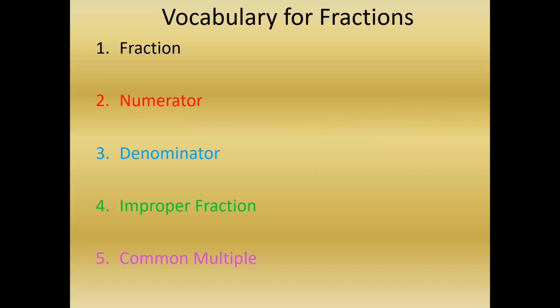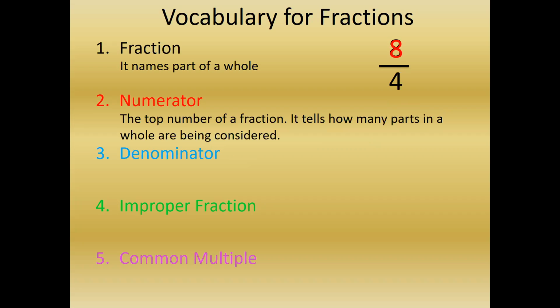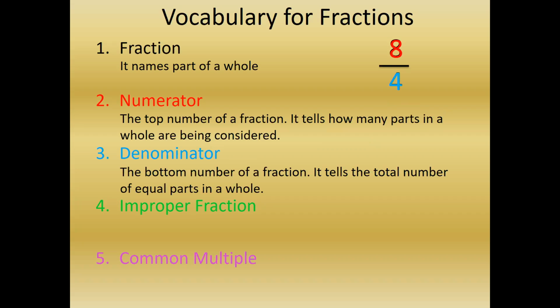So we're going over vocabulary for fractions again. A fraction names a part of a whole. 8/4 is a fraction. The numerator is the top number of a fraction. It tells how many parts in a whole are being considered. So 8 in 8/4 is the numerator. The denominator is the bottom number of a fraction. It tells the total number of equal parts in a whole. So 4 in 8/4 is the denominator.